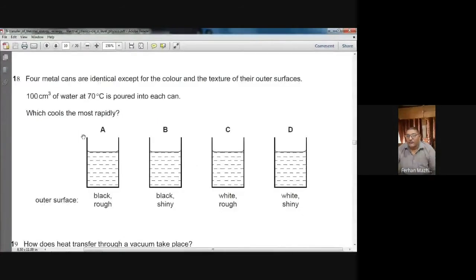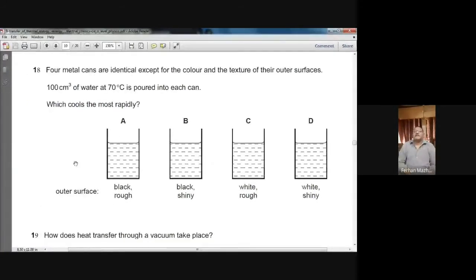Four metal cans are identical except for the color and the texture of their outer surfaces. 100 cubic centimeters of water at 70 degrees centigrade is poured into each pan. Which cools the most rapidly? They have the same amount of water. The temperature of the water is also the same. Only the texture and the color are different.